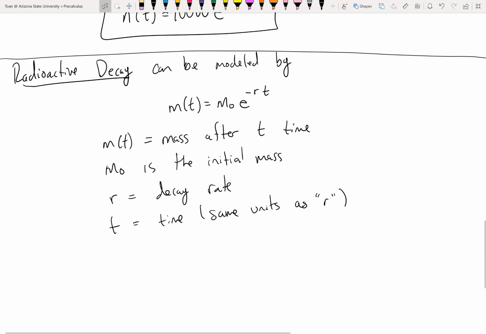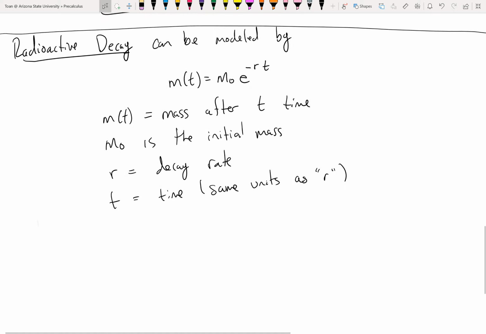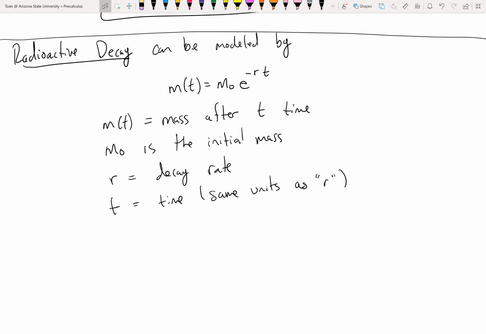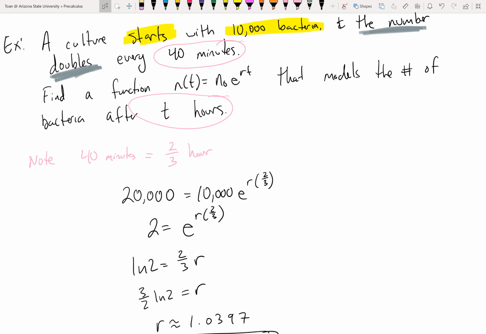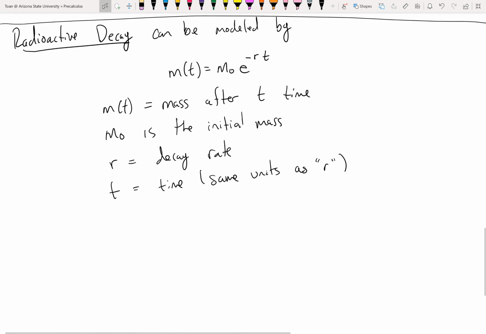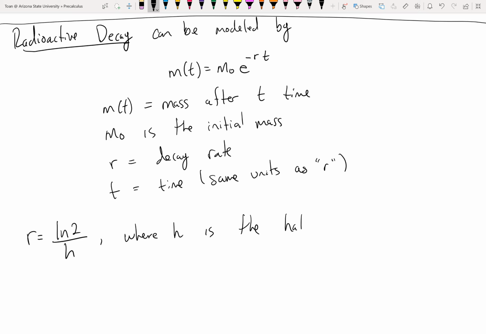There's one extra piece of information that we should know when it comes to radioactive decay. There's actually a straightforward direct formula to find out what r is. In the previous examples, we actually had to plug stuff in and work with the equations to solve for r. There is a one-stop shop formula to figure out what r is. In this particular instance, radioactive decay, r is always ln of 2 over h, where h is the half-life of a substance.